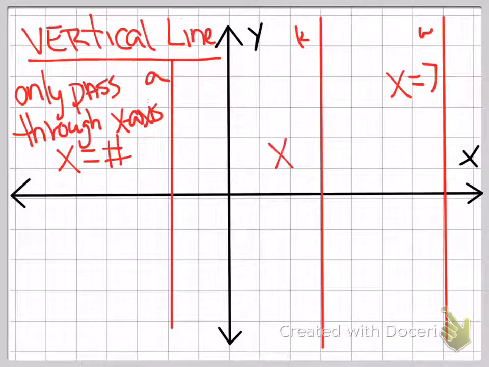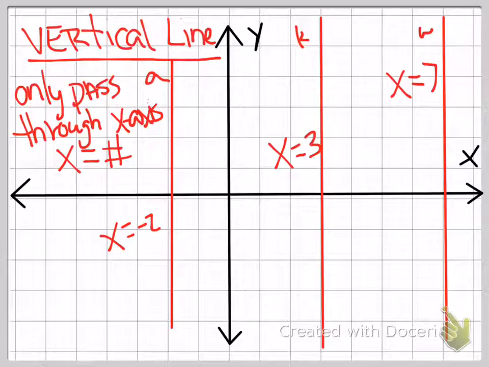Line K. Line A. Very good. I also tend to say this. If you have an equation that only has one variable in it, then it can only touch that axis. So notice that these equations don't have y, which means they can't touch y.